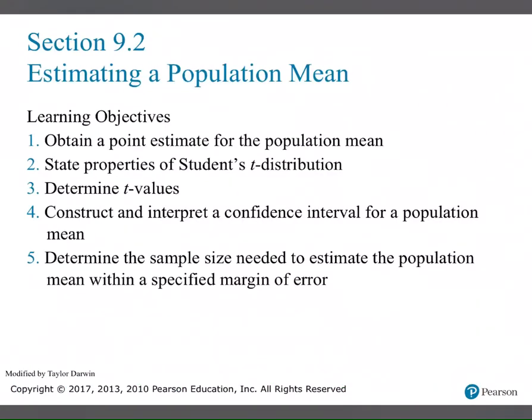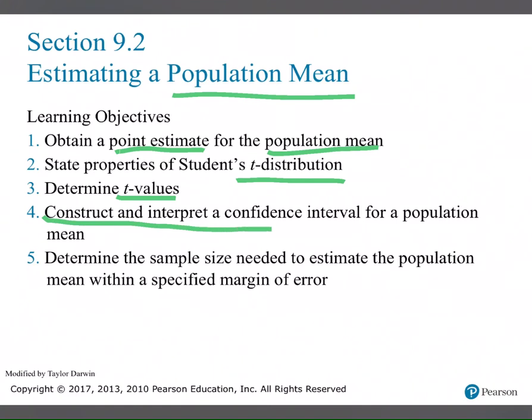9.2 is estimating a population mean. So in order to do that, we're going to obtain a point estimate for population mean, state the properties of the t-distribution, determine t-values, construct and interpret a confidence interval for population mean, and then determine the sample size for population mean.